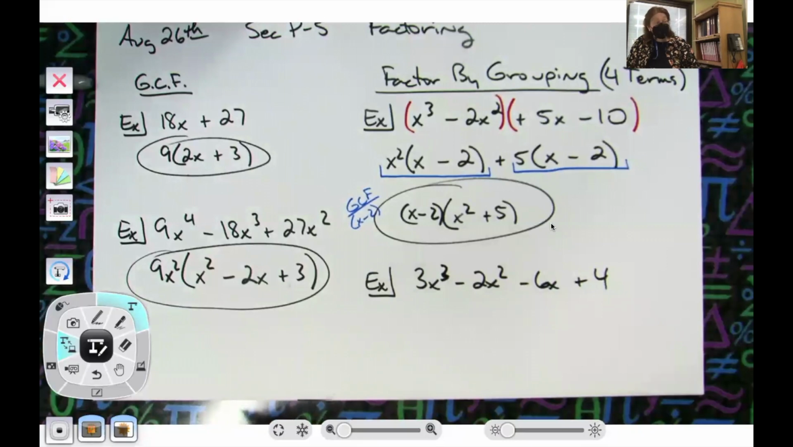So 3x to the third minus 2x squared minus 6x plus 4. All right, so again, group them.